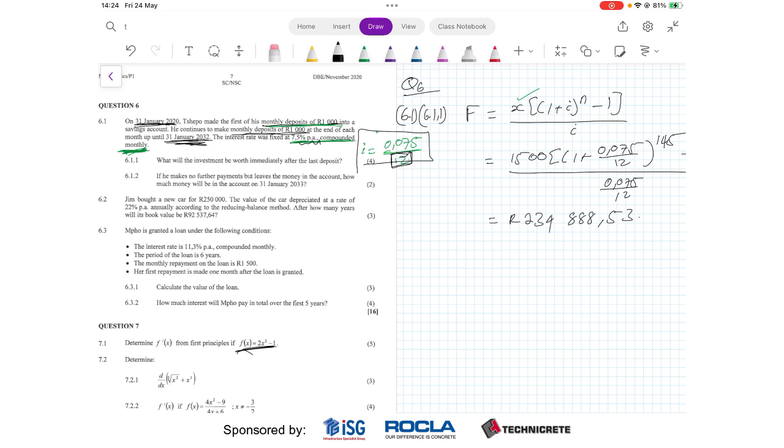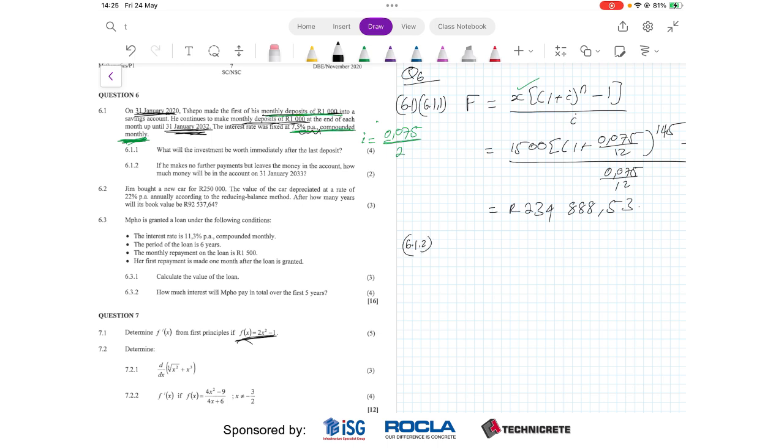But if it's compounded monthly, you would have to divide it by 12. If it's compounded quarterly, you would have to divide by 4. And if it's compounded semi-annually, you would have to divide by 2. Okay, so moving on.